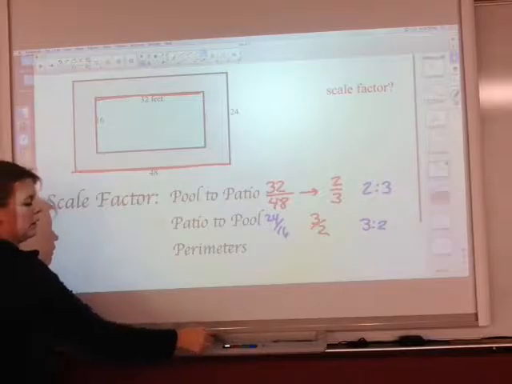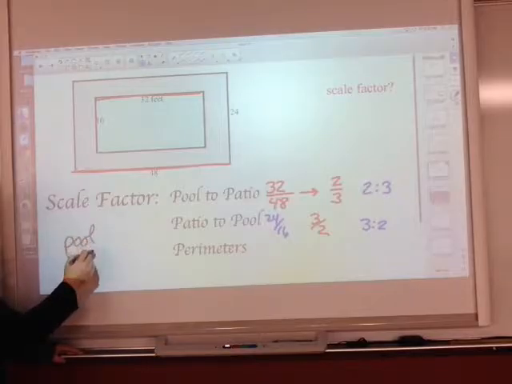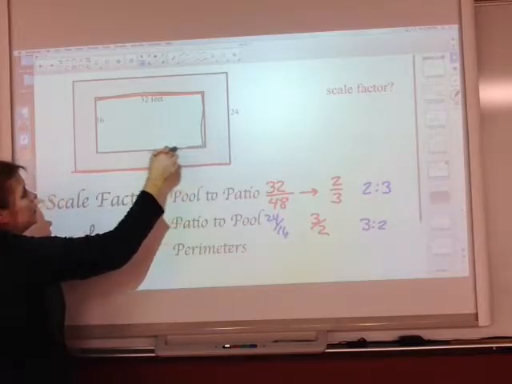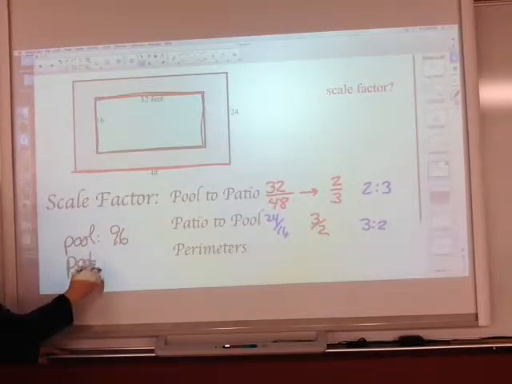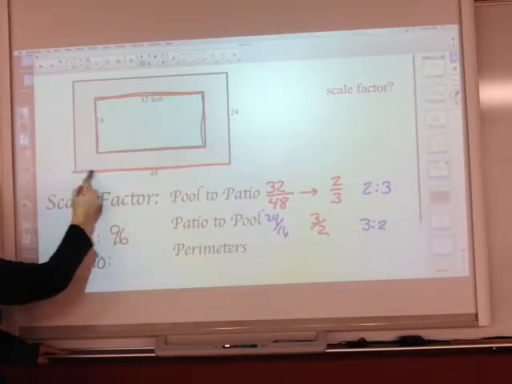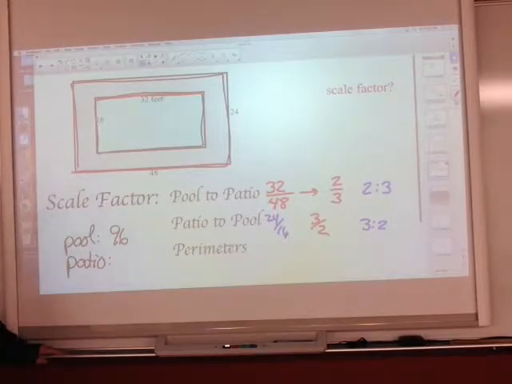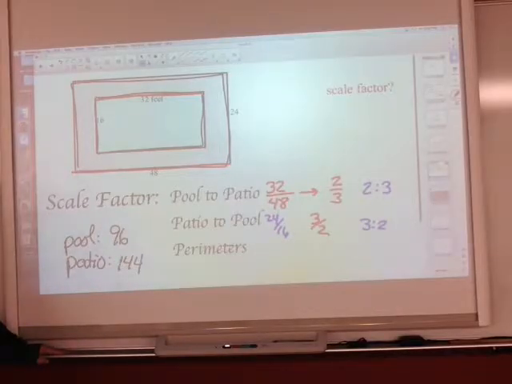The perimeters. Let's do it the long way. Find the perimeter of the pool. You've got to add up 32 plus 16 plus 32 plus 16. You should get 96 feet all the way around. Perimeter of the patio. Go ahead and add that up. Double check my math. You've got 48 and 24 and 48 and 24. You're going to get a patio that has a perimeter of 144.